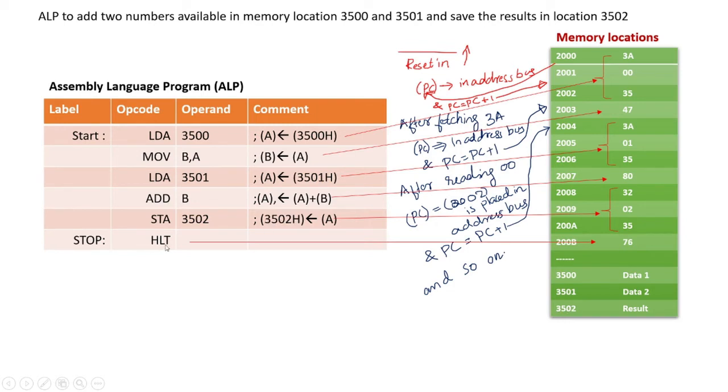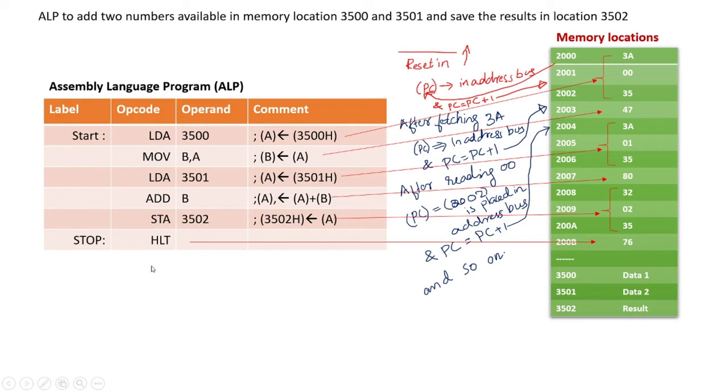And the last instruction of every 8085 program is HLT, which is used for stopping the program. This type of program is known as assembly language programming. In order to get a clear idea about 8085 programming, please watch my previous video.